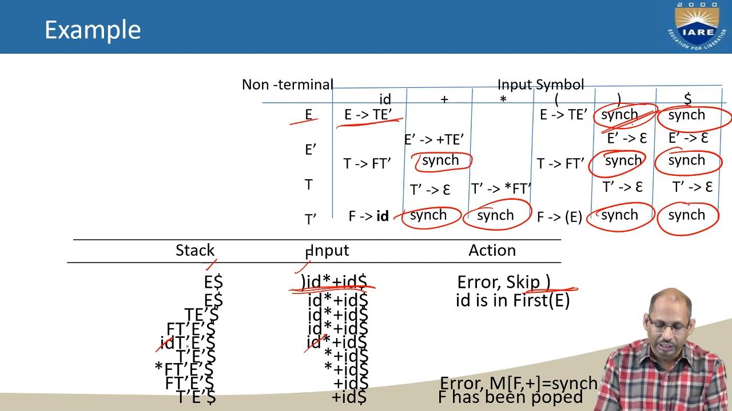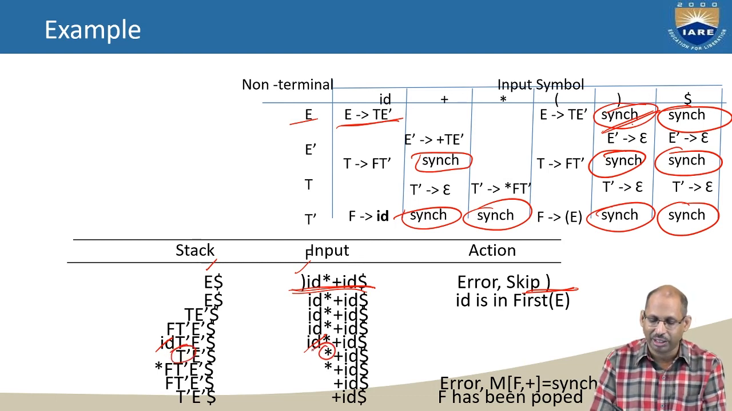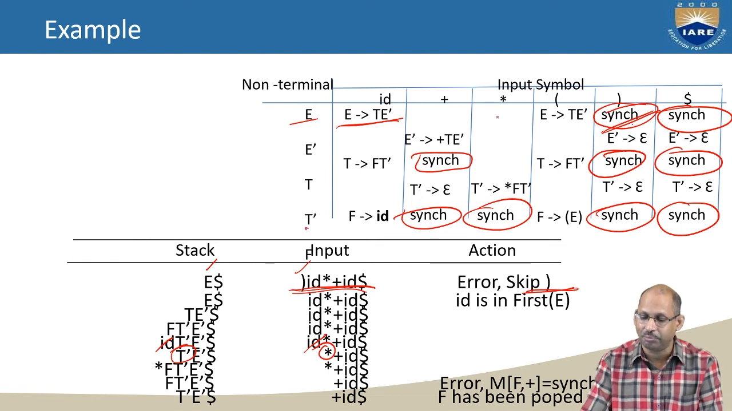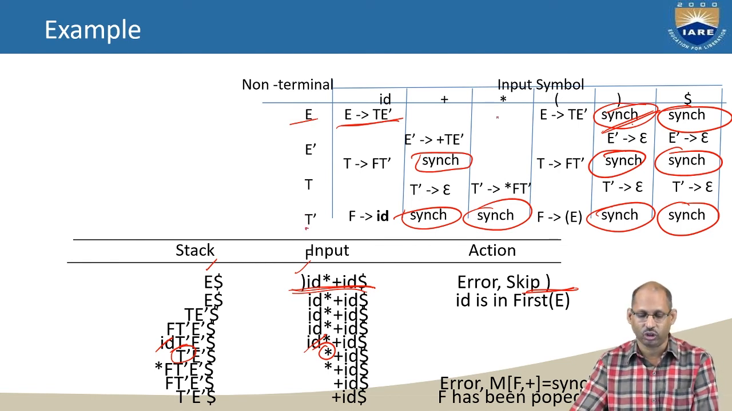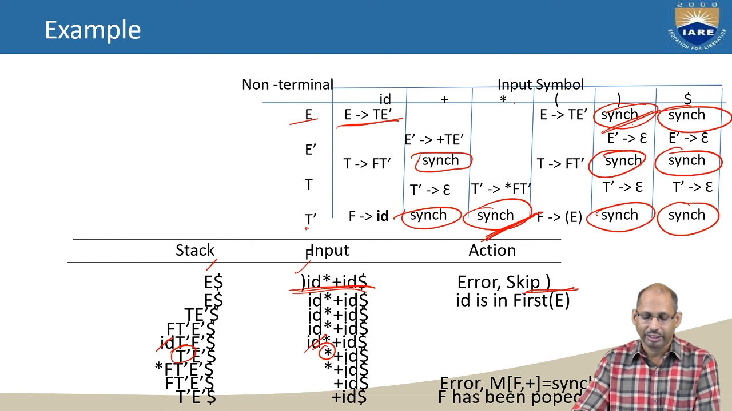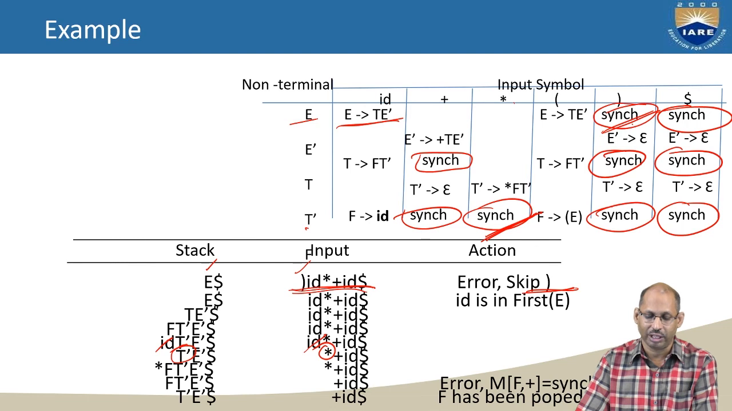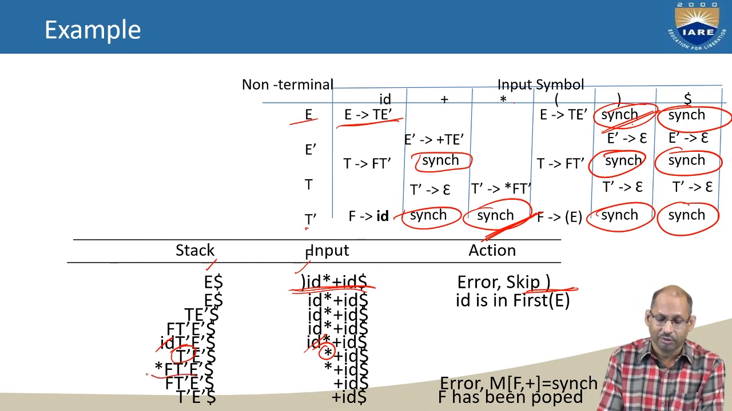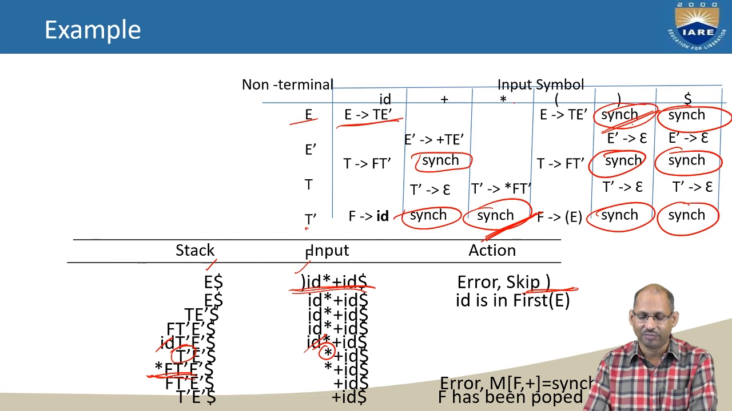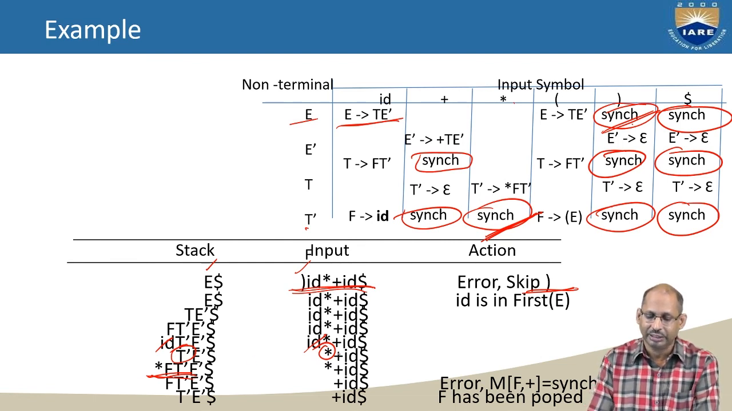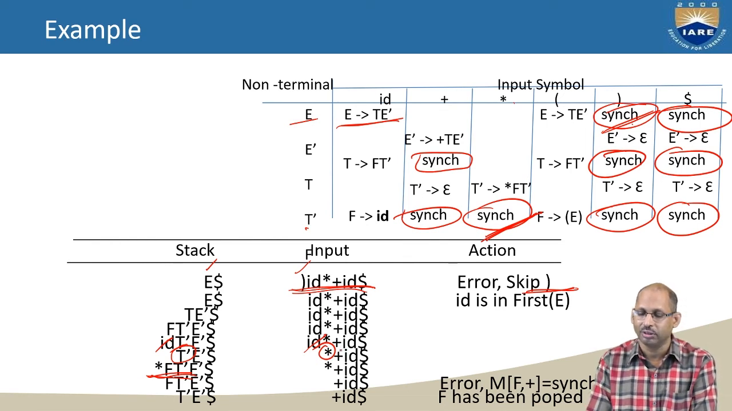Now, here it is T dash, and here is a multiplication. T dash and multiplication, what is it saying? Synchronize. So, we remove this one and replace it with the production multiplication F T dash. Here, T dash with multiplication, synchronize.